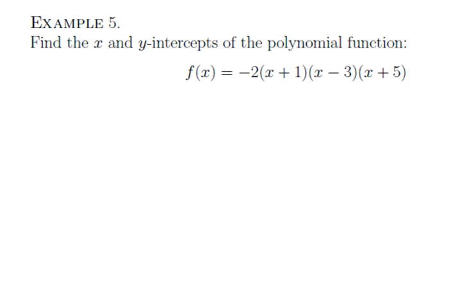Find the x and y intercepts of the polynomial function f of x equals minus 2 times the quantity x plus 1 times the quantity x minus 3 times the quantity x plus 5. Find the x and y intercepts.